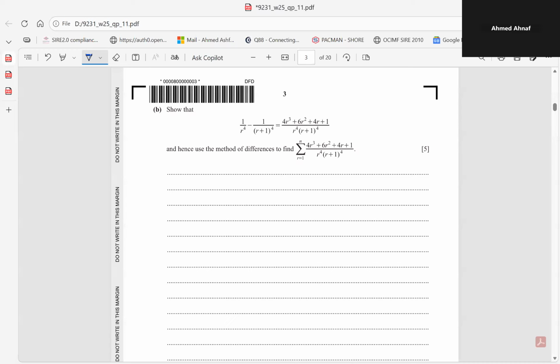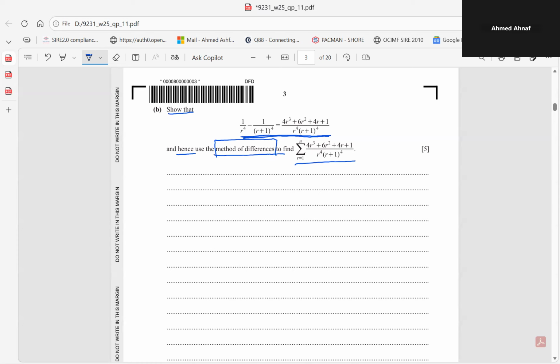Okay, so for this second part, we're told to show that this result is true, and hence, using this result, we need to use the method of differences to evaluate this summation. For the showing part, you can do it either way, either from the left-hand side or the right-hand side. If you're going to do it from the right-hand side, you're going to have to use partial fractions, where you have to be extremely careful. So I'm going to start from the left-hand side and just expand normally.